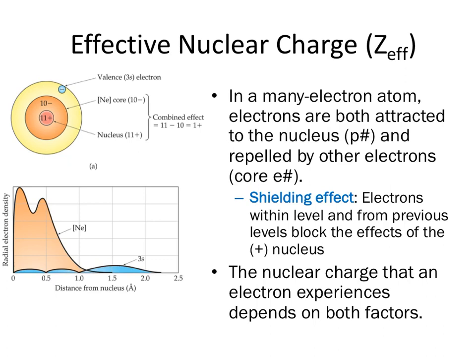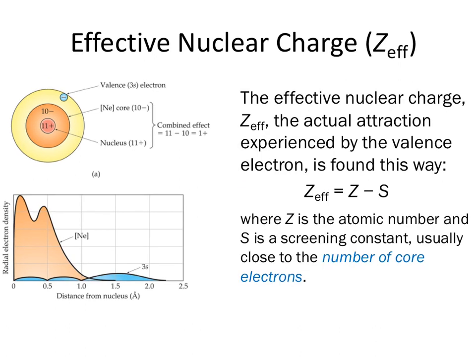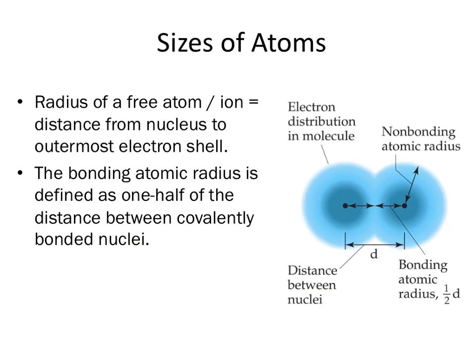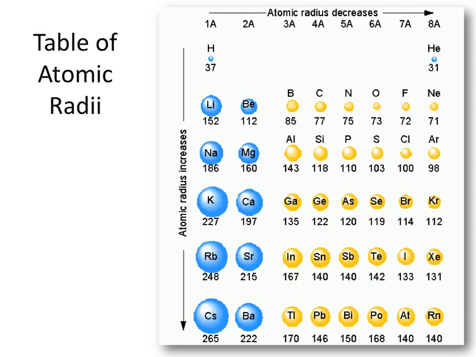But in essence, what you need to know is that the charge of the nucleus, or the effective nuclear charge, has a lot to do with trends. So the size of atoms, or the radius, basically, which is the distance from the nucleus to the outside shell of electrons, is what we call atomic radius, okay? So that is all related to the size.